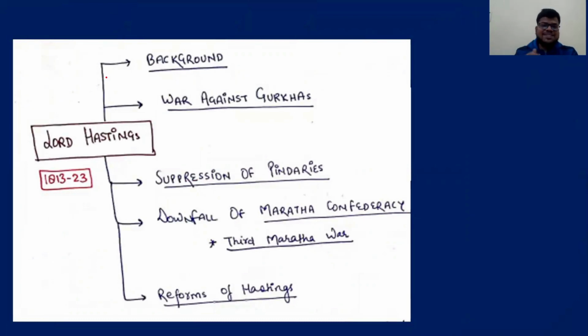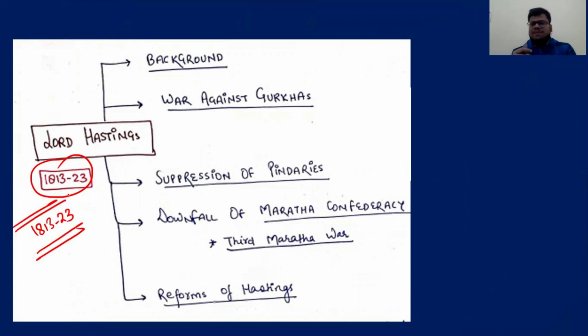I'm just again Warren Hastings? No, it's Lord Hastings. First of all, you need to remember the time: 10 years he was given, 1813 to 1823, and that shows the importance of Lord Hastings. For example, we don't read about George Barlow. Why? Only 2 years. We don't read a lot about Minto I. Why? Only 6 years. But very importantly, Lord Hastings.